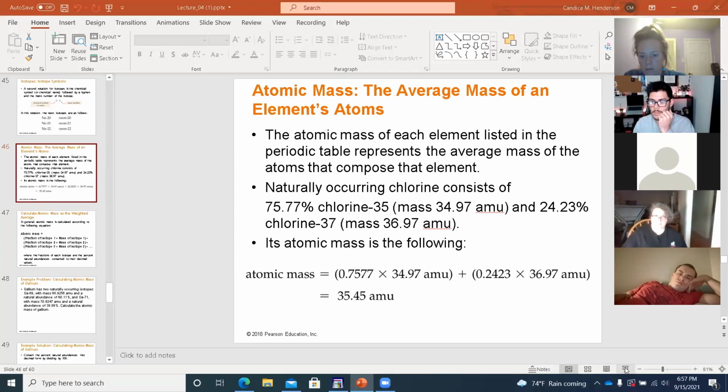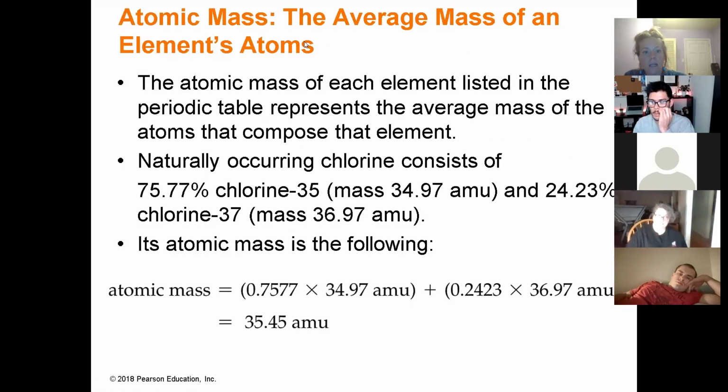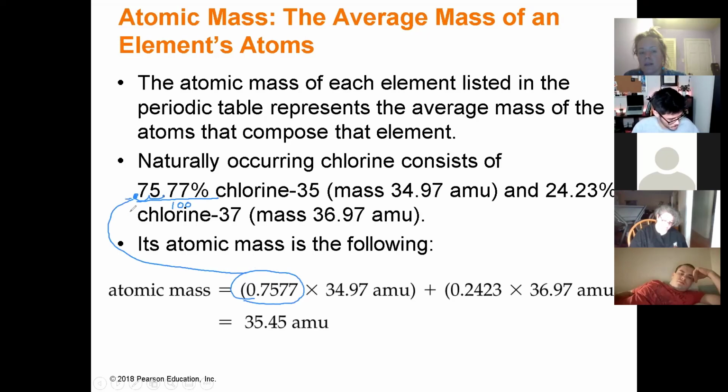Okay, here we go. So we take the chlorine, we take the percentage. Sorry, I totally spaced out there. Take the percentage and divide it by 100, or we take the decimal and move it over 2 places. That's what this number is. You see this? This is the decimal percentage.